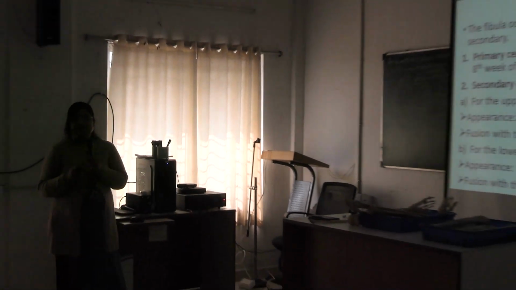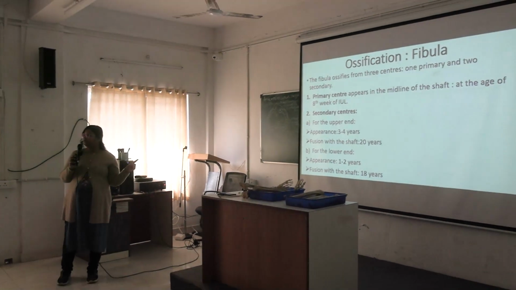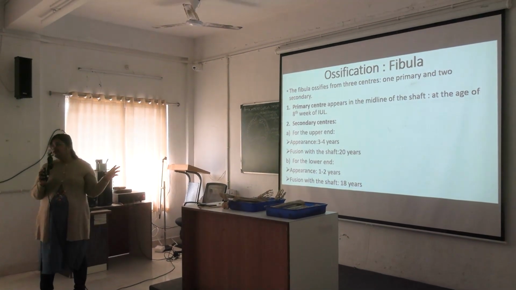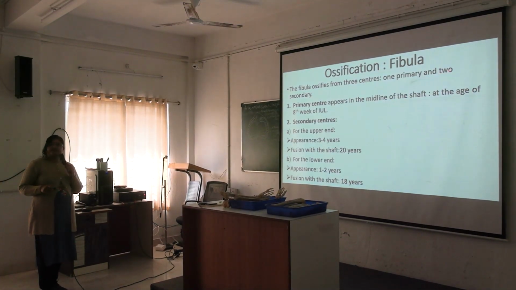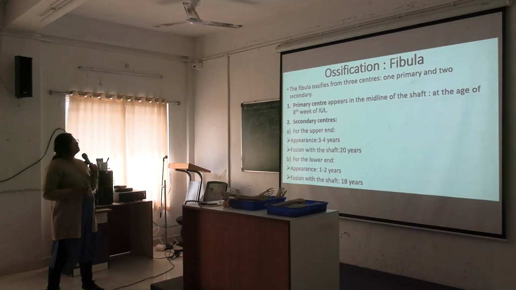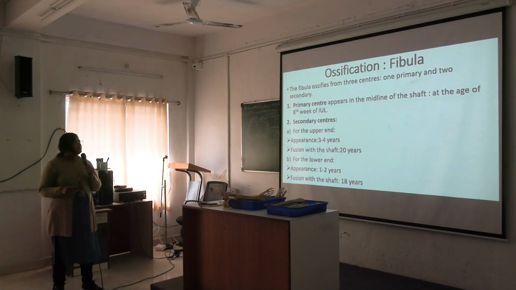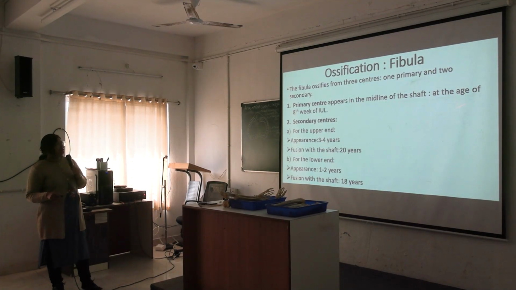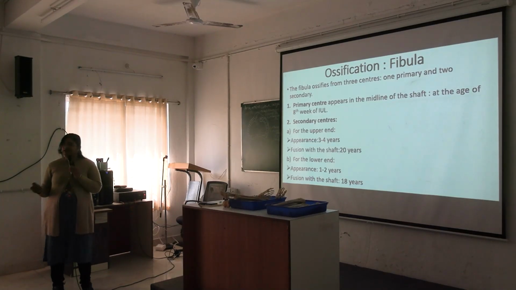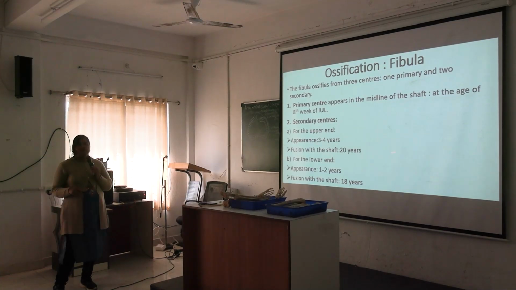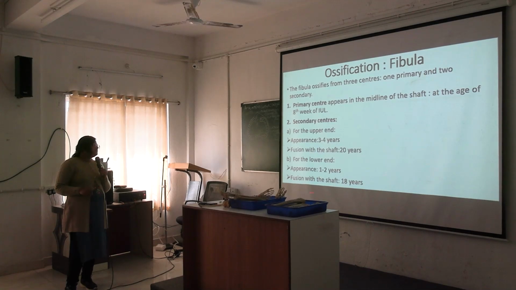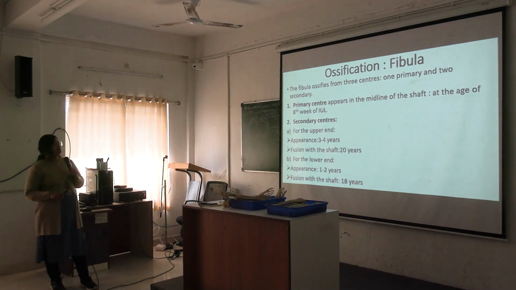Next, we are going to ossification. Ossification of the fibula you must remember, very important. The explain why question comes from here. The fibula ossifies from three centers, one primary center and two secondary centers. The primary center appears in the middle of the shaft at the 8th week of intrauterine life. The secondary center for the upper end appears at 3 to 4 years and fuses with the shaft at 20 years. The center for the lower end appears at 1 to 2 years, and fusion with the shaft occurs at 18 years.